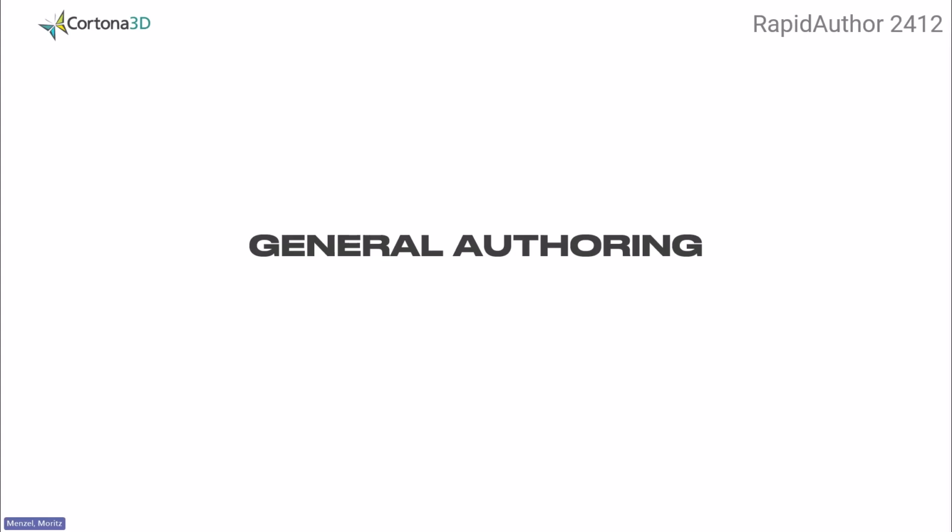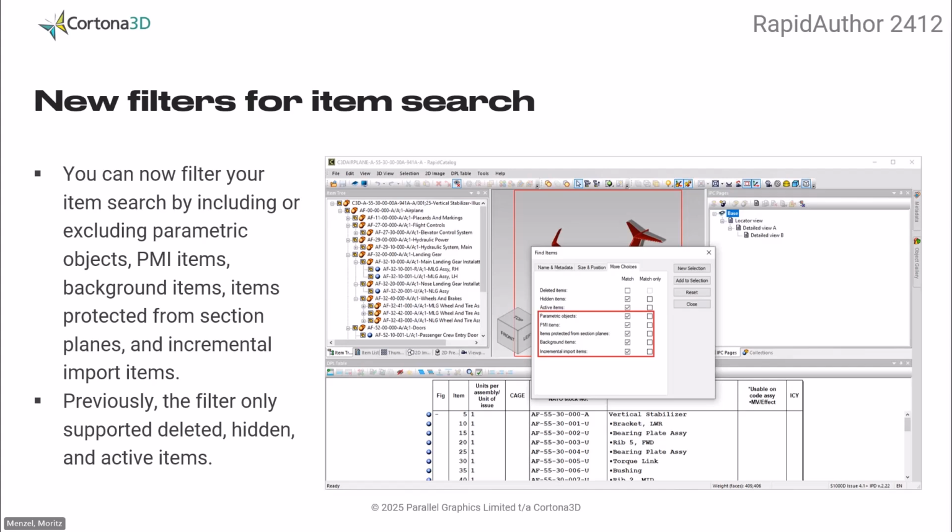And now let's look at general authoring improvements. The Find Items menu now offers expanded search and filtering options. In addition to the existing filters, deleted, hidden, and active items, users can now search for parametric objects, for PMI items, background items, items protected from section plans, and incremental import items. All of these filters can also be combined for more precise control over your search results. We hope this will be useful.